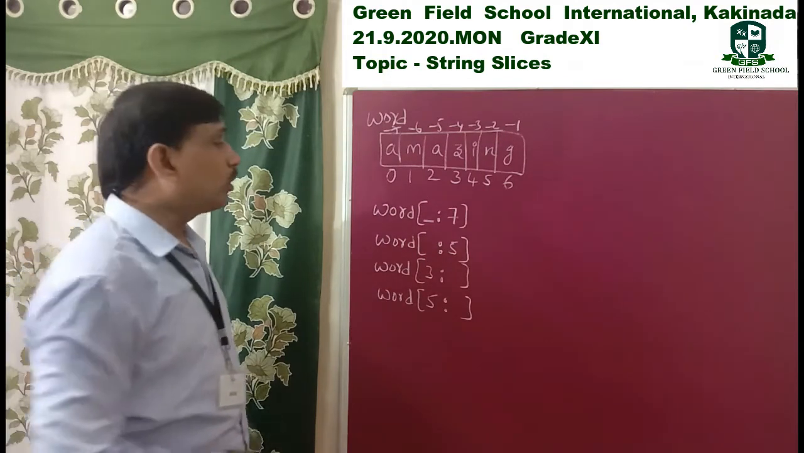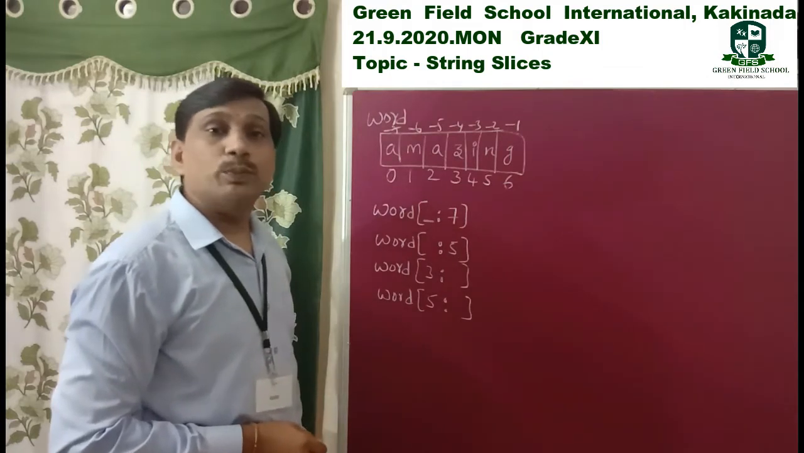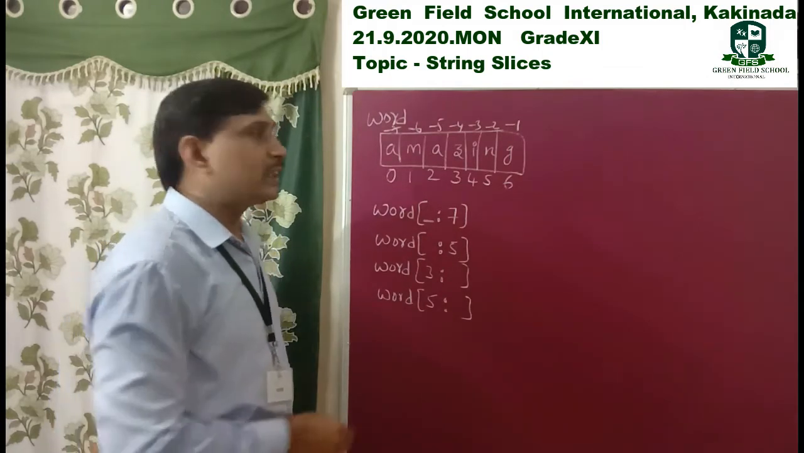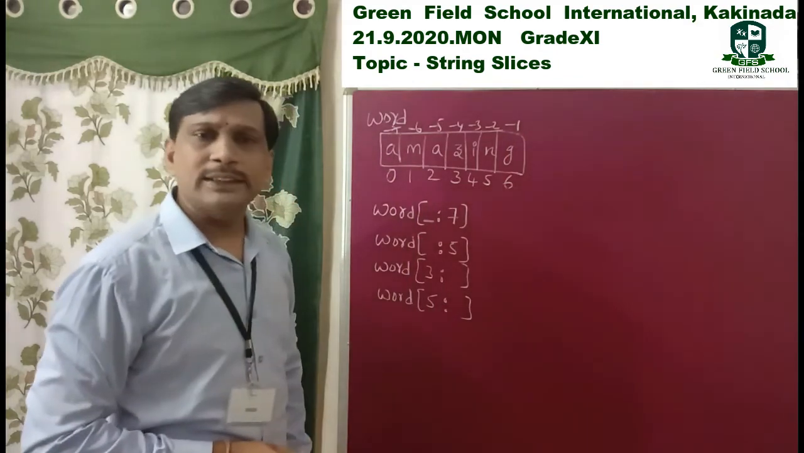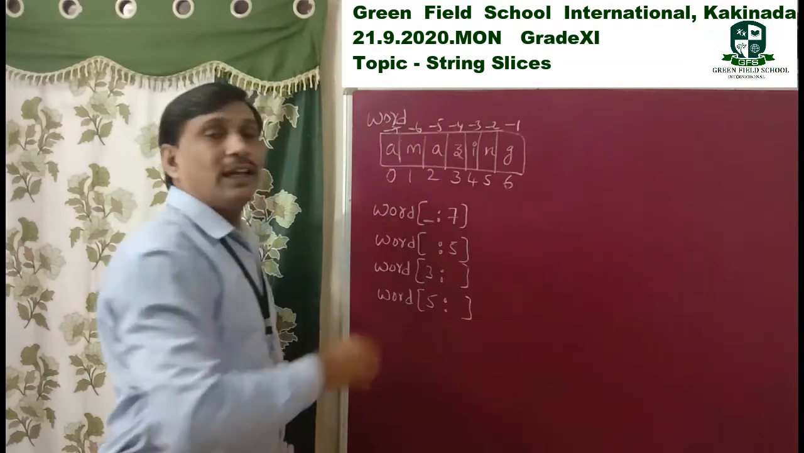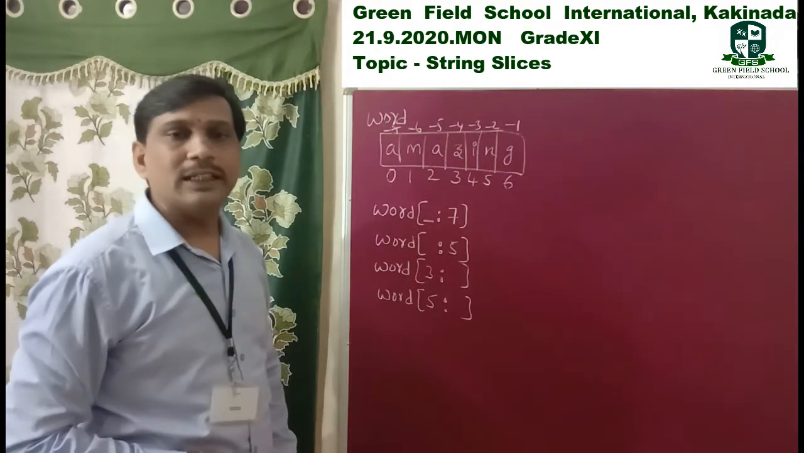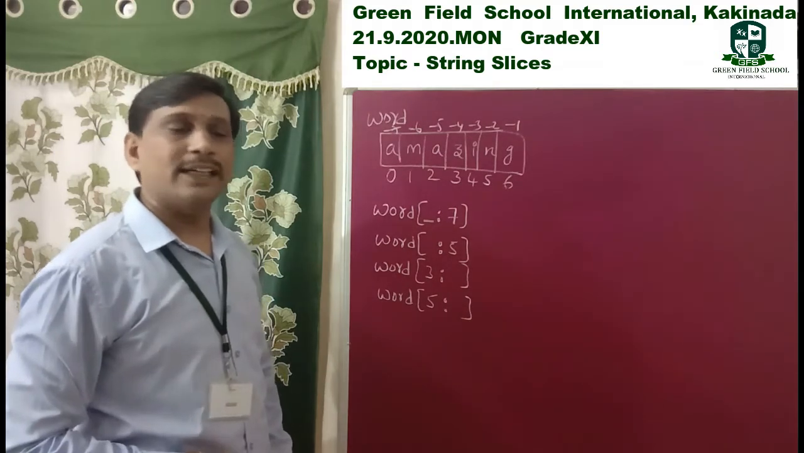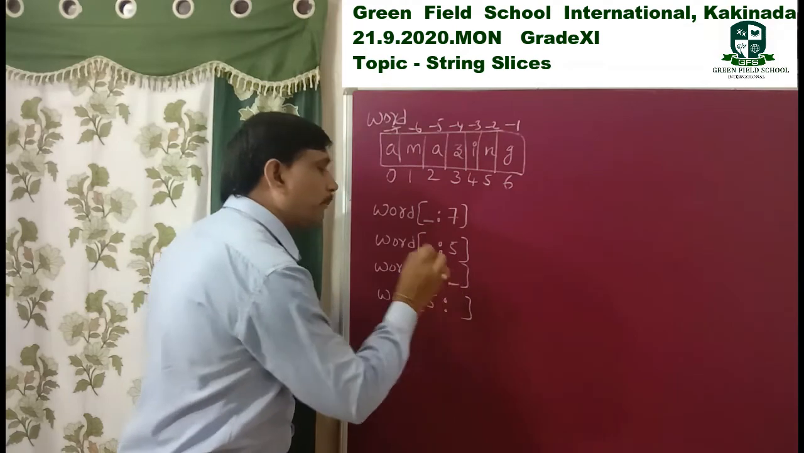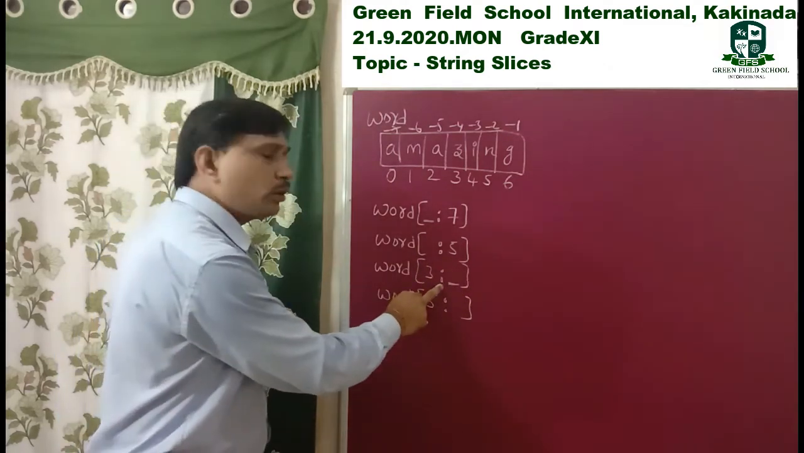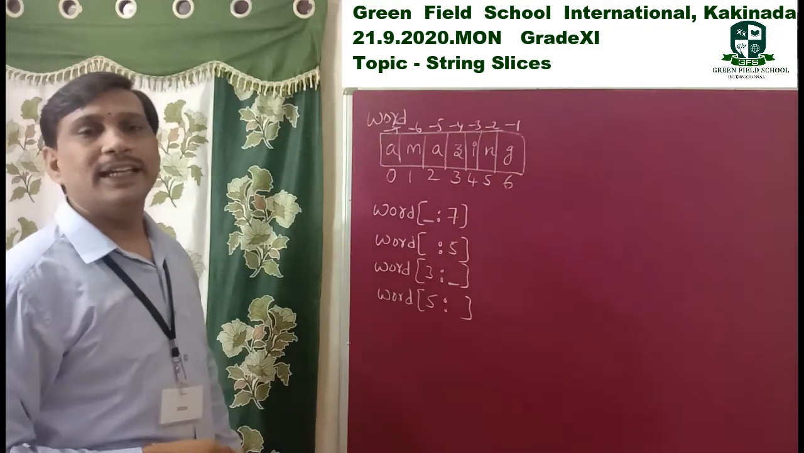Understood my point? So we can write like this also. Without specifying the lower bound, it accesses from the start. Without specifying the upper bound, it accesses up to the length of the given string, meaning the last character. Here we do not specify the lower bound. Here we do not specify the upper bound. Observe here: 3 to, we do not specify the upper bound. That's why it accesses up to the last character.